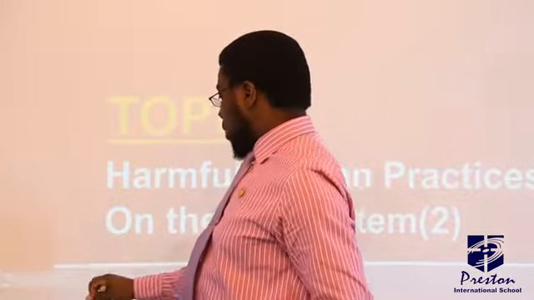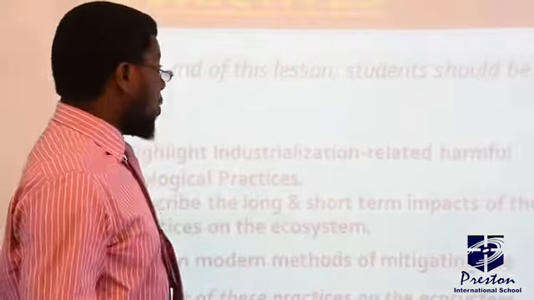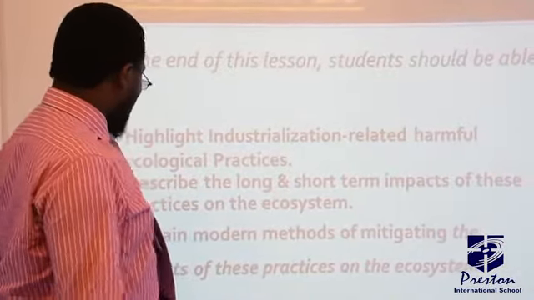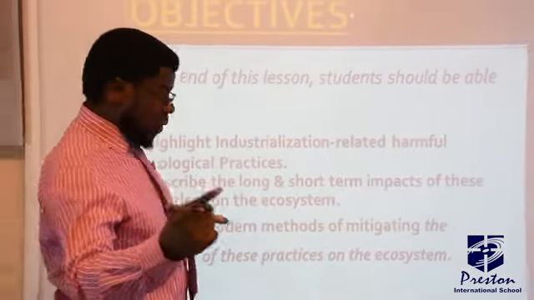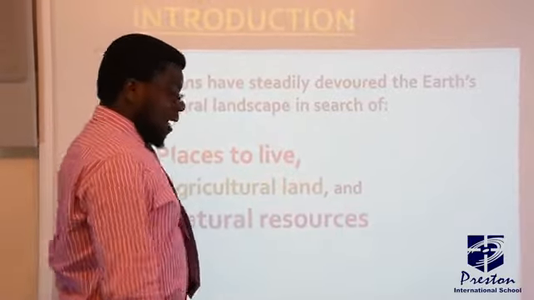You recall that previously we told you that there are two basic practices that end up constituting grave danger to our ecosystem: agriculture and urbanization. Now, previous class we looked at agriculture-related practices, but for today's class we want to look at those ones that are related or connected to urbanization. At the end of this class, these are the objectives, and we hope that you would have learned so much as we progress in the class.